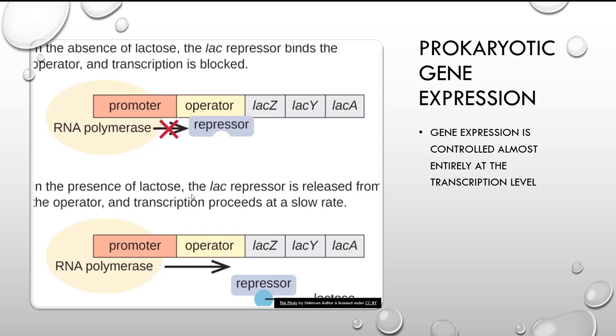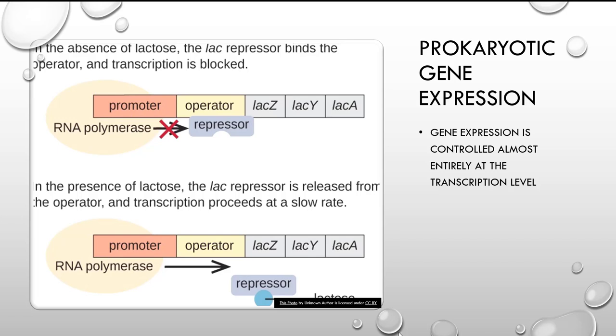Lactose is a disaccharide. Some of you are lactose intolerant. You can't break down lactose, but lactose is something that bacteria can use as a food source. Particularly E. coli can use it as a food source. So when lactose is present, the genes in the bacteria are transcribed, and the bacterium is able to use the lactose as a food source.